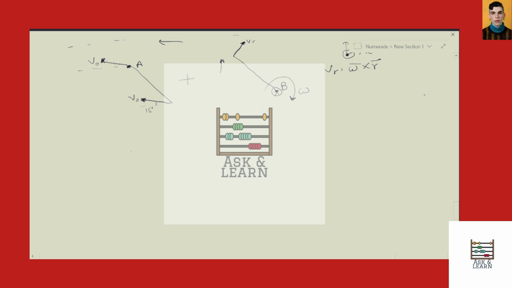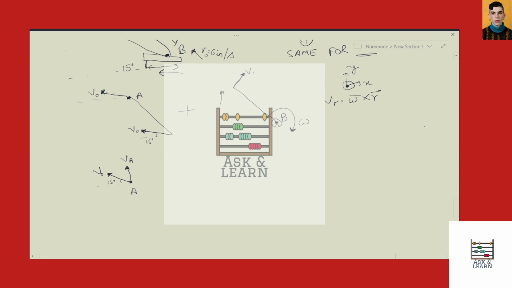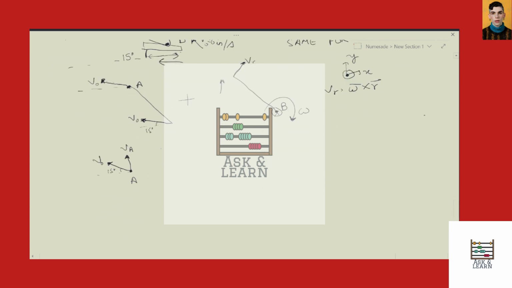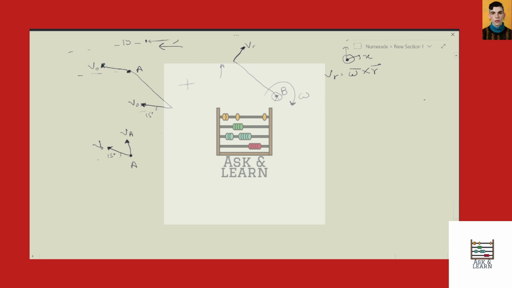At point A, what are the velocities? We have V naught at an angle of 15 degrees. And we know that VA is going to be in this direction because it's constrained to move along the rail. It can only move in this direction, so VA is going to be up. And then if this was our rod, VR is going to be perpendicular to the rod.